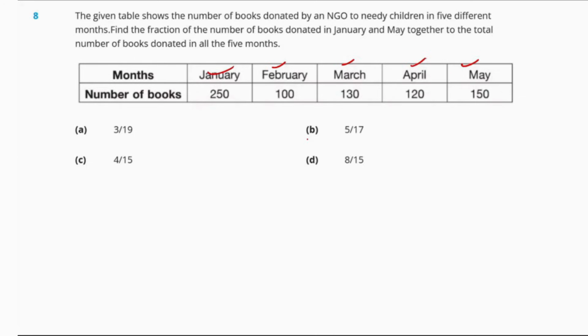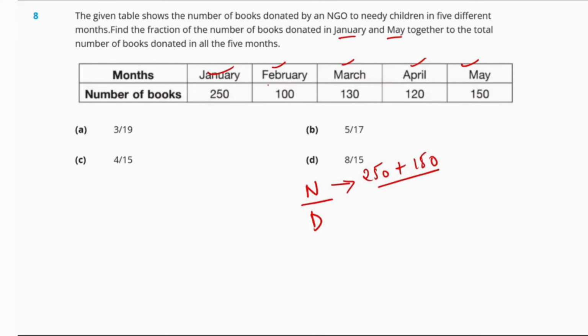So basically in this question we have to find a fraction, right? To make the fraction we always have to find two things, that is the numerator and the denominator part. So first of all let us talk about the numerator part. What will make our numerator part is the total of the books donated in January and May. So for January it was 250 plus for May it was 150, right? So the total of this will give us our numerator.